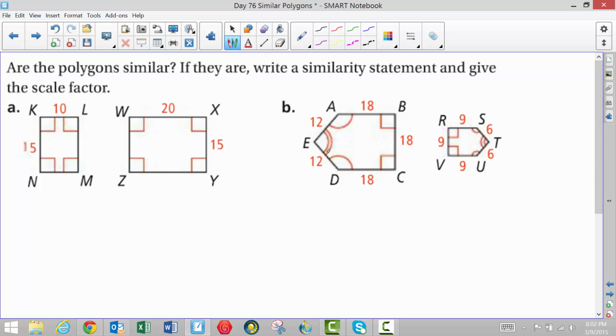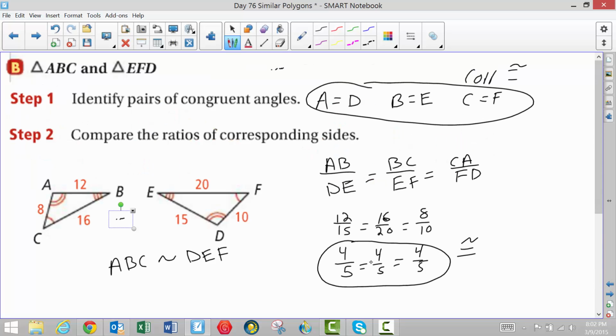So are the polygons similar? If they are, write a similarity statement and give the scale factor. Let's go back to this one. My scale factor is 4/5. So my scale factor in this case is 4/5.